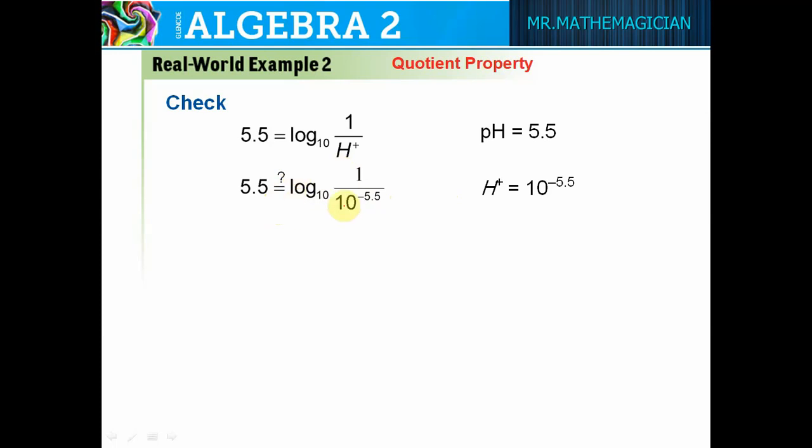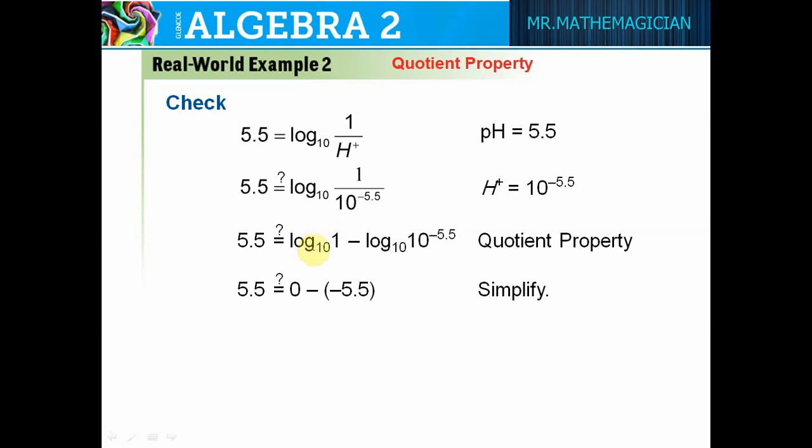Let's work out the right hand side. Also the division will be minus, so log 1 base 10 minus log 10 power negative 5.5 base 10. You all know that log 1 base 10 is 0, and this one will give you the answer as the power, so negative 5.5. So really the right hand side is 5.5 as the left hand side, so our solution is accurate.